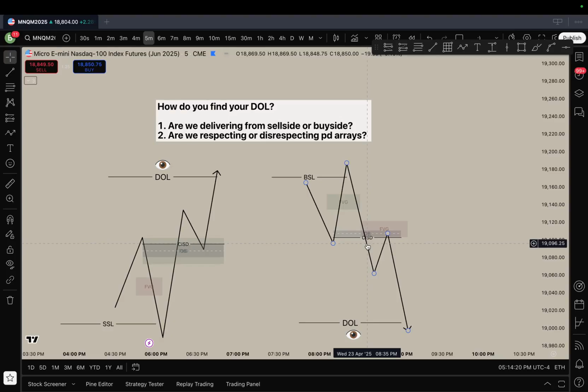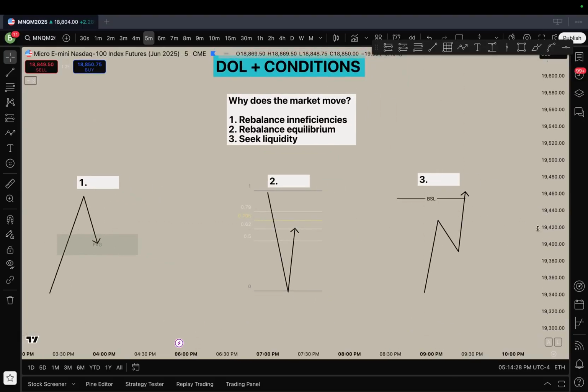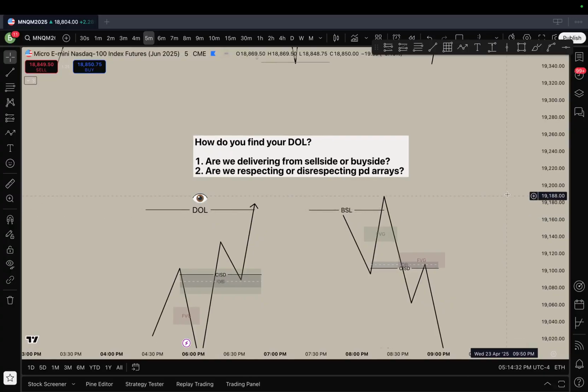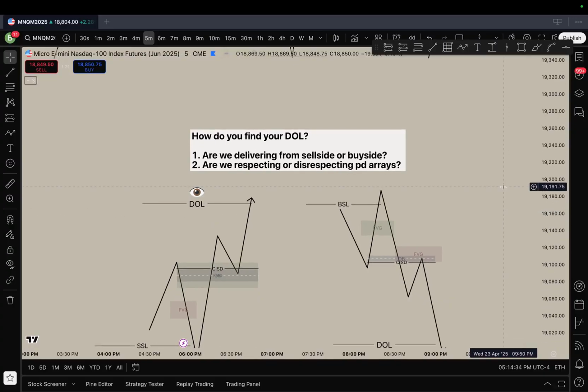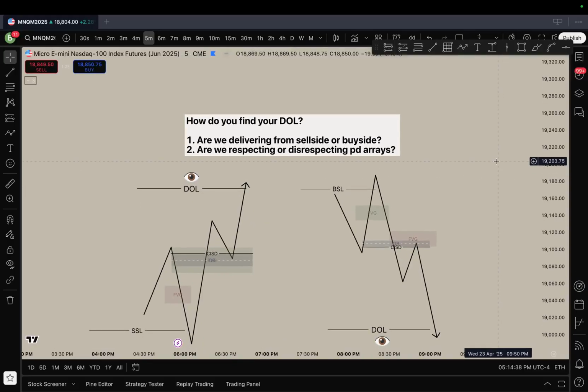Do we all understand this now? Okay, how to actually find your draw on liquidity, right? We understand first off what draw on liquidity is, why the market is moving, and then this is how you actually find it. So I have about 5 examples that I want to show you guys from my daily bias, and overall this goes hand in hand. You need to have your correct daily bias to then go on the lower time frame and align it, right?